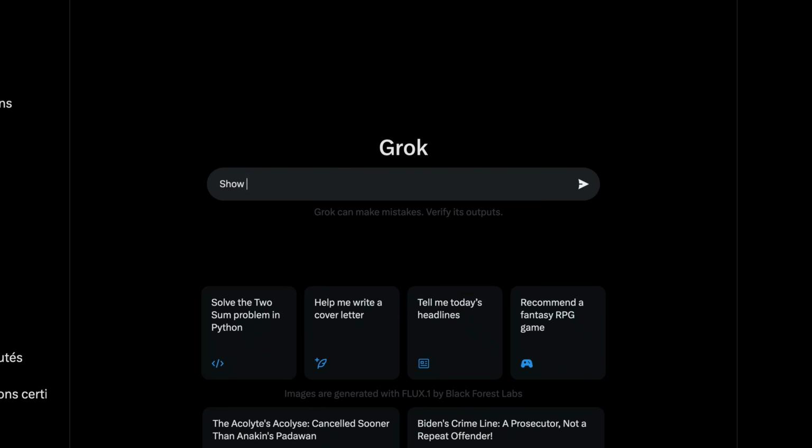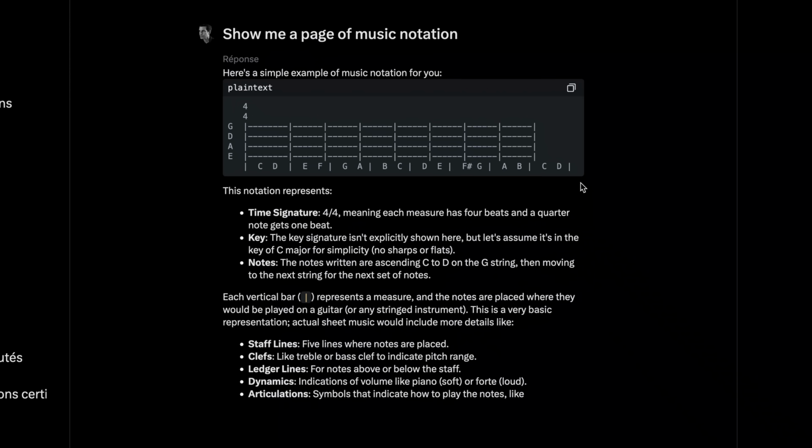Okay, so the first thing I'm going to ask Grok to do here is to generate a page of music notation. So let's see how well Grok can handle that task. Show me a page of music notation. All right, so this is interesting. Its first response is to generate a guitar tab. And it's telling me about what the time signature is, the key, and so on, what the tones are. That's kind of interesting. Try again.